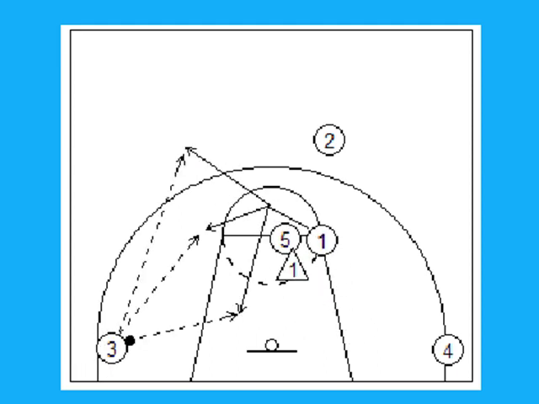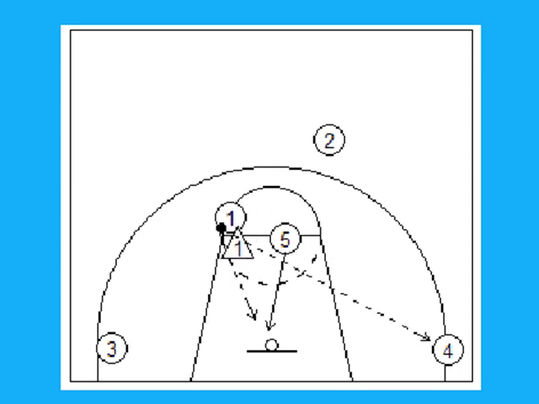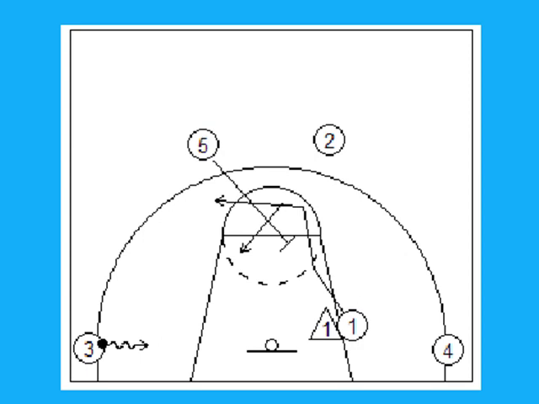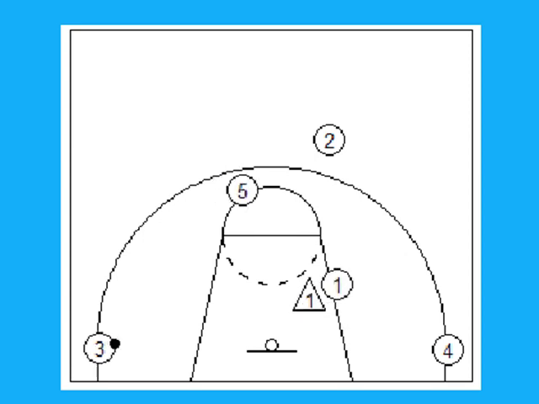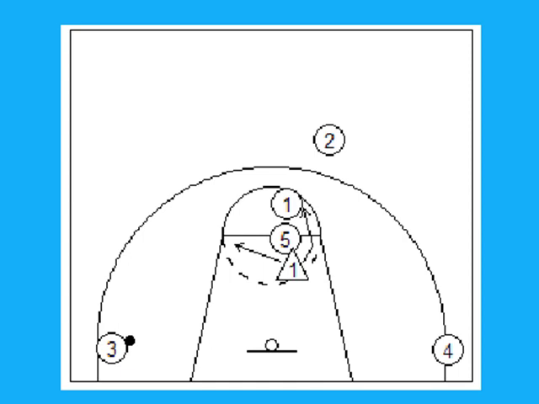For the down screen itself, we've already dealt with this in an earlier edition. You've got the curl, and again I emphasize using verbal cues. Have your player call out curl if he's going to the basket, pop if he's looking for a shot in and around the free throw line, or blast if he's going straight up to the 3-point line. So we've dealt with that in a previous edition, so I'm not going to spend too much time on that.